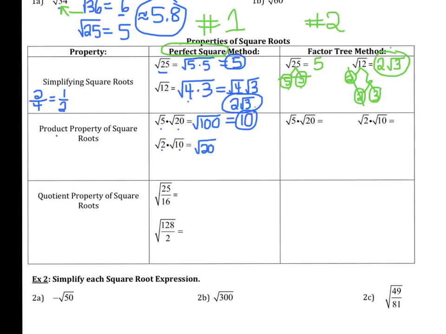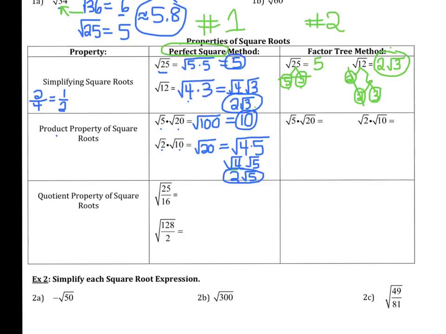No. So let's figure out what numbers we can multiply together to get 20 using perfect squares. I know 2 times 10 equals 20, but 2 isn't a perfect square, and neither is 10. What about 4 times 5? 4 is a perfect square. I'm going to write it first. 5 is not. And when we break them apart, the square root of 4 times the square root of 5, we can simplify this one. The square root of 4 is 2, and the square root of 5 is not a perfect square, so we leave it, and that's the final answer.